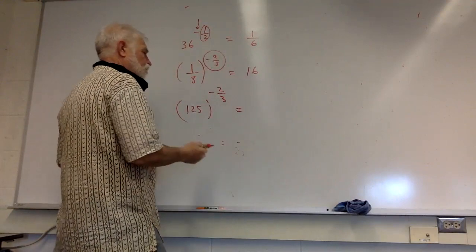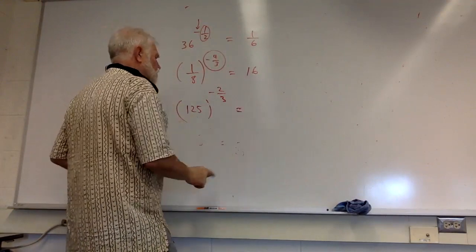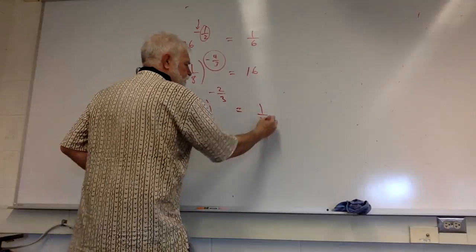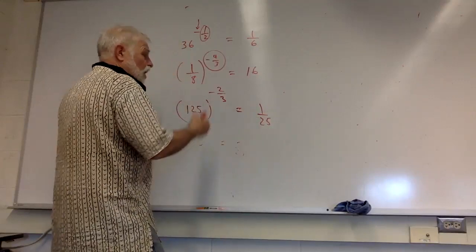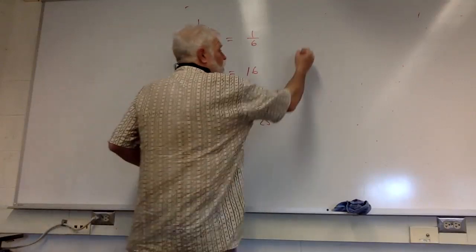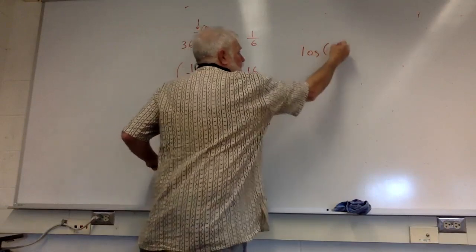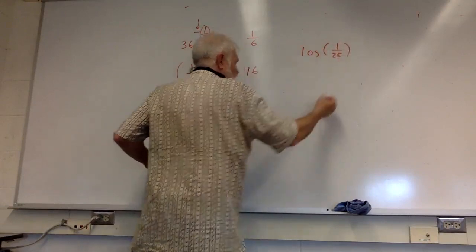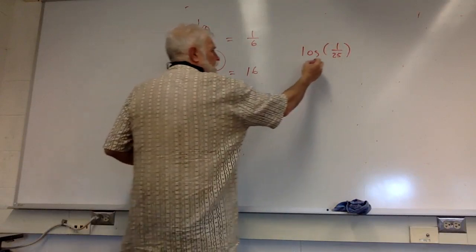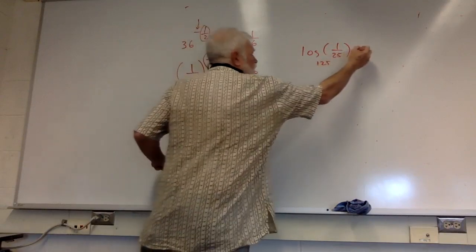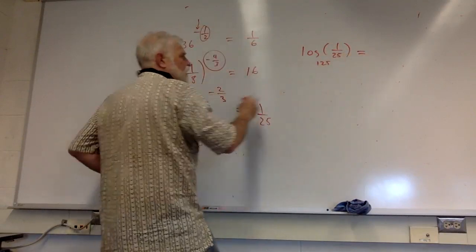So the question is, oh, I erased the answer, it was 1/25, right? Okay, so logarithmic means we're going to find the log that gets an answer of 1/25 coming from a base of 125, and we know our answer is negative 2/3.